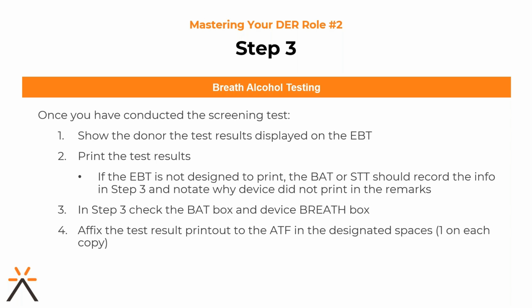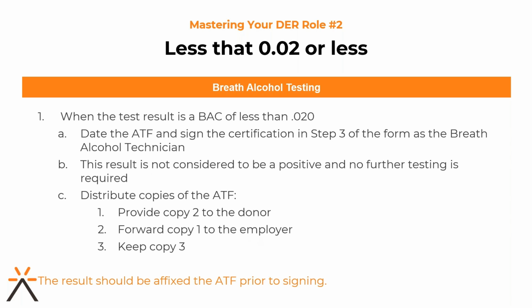In step 3, you're also going to note that you're a BAT, a breath alcohol technician, and you did a breath test. Then you're going to put that printout on the ATF. Then once all that's done and you have that printout on the ATF, then the technician can actually go in and sign and date step 3. Okay? Do not sign without the printout on there, because you're certifying that when that printout is on there that it's correct. If you're signing it and then putting it on, you're not certifying that is correct.